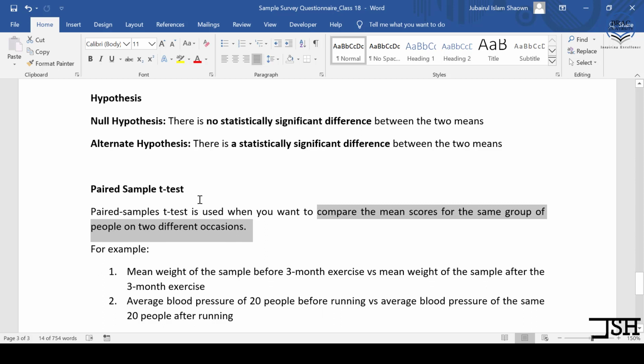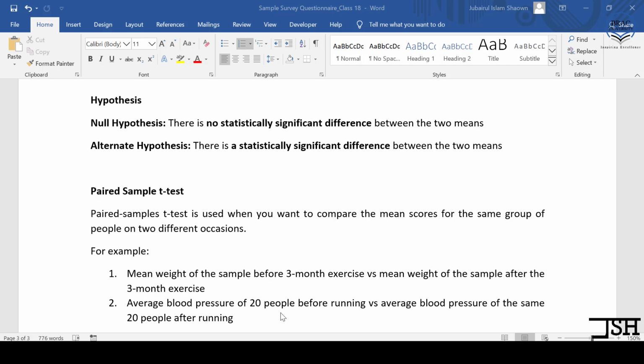Why? Because as per the definition, I have collected data on a variable from the same group of people on two different occasions, one before the running and one after the running. So that's why we have to use paired sample t-test to find out whether there is any statistically significant difference between these two averages. So yes, I guess by now the concept is clear to you.